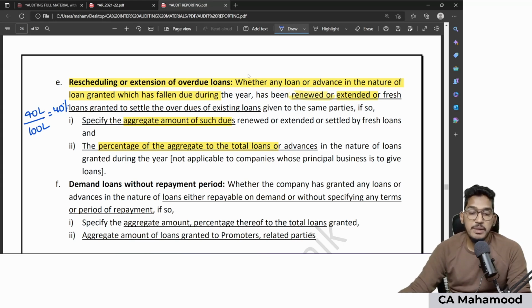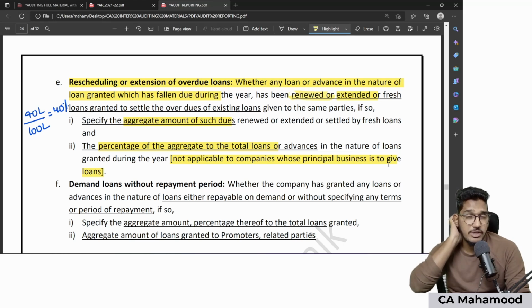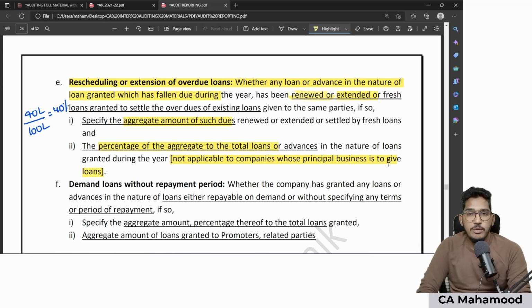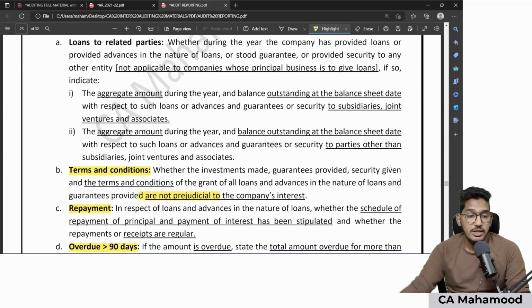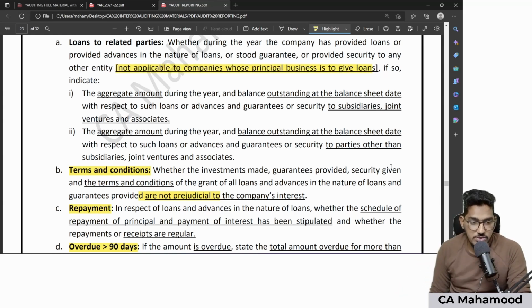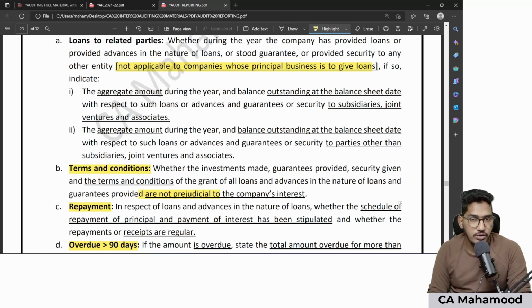Clear? However, this particular point is not applicable if you are conducting the audit of a company whose principal business is to give loans. Nothing but in case you are conducting the audit of banks and financial institutions, this reporting requirement does not apply. For banks, CARO itself will not be applicable. Even if you are conducting the audit of any NBFC, you are not required to report on this matter. Not just this point, even the first point, loans to related parties, where I told you about segregation, aggregate amount and balance outstanding, is also not applicable if you are conducting the audit of a company whose main business is to give loans. That is, for banks and financial institutions, you need not report on this matter.